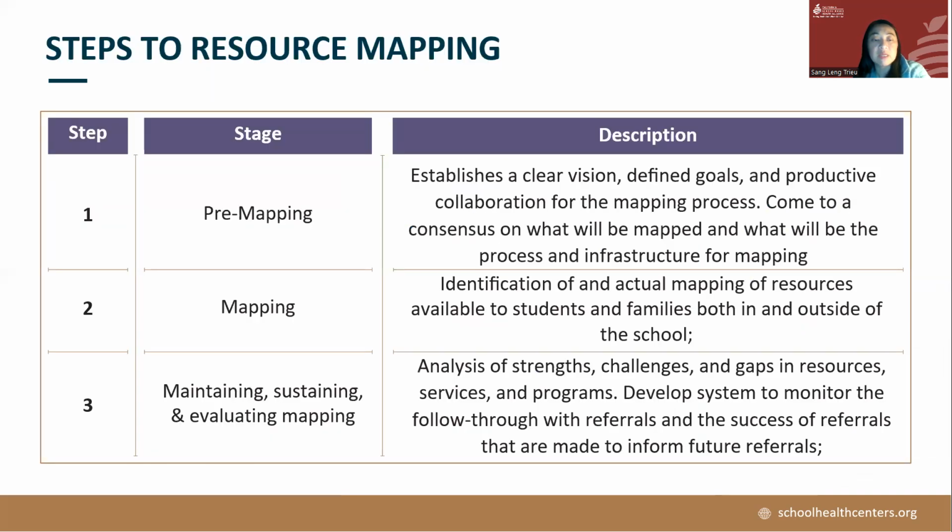Steps of resource mapping. Here is how resource mapping is done in stages. There's the pre-mapping stage, which is where you put together a clear vision and your goals on what you want to get out of the mapping process, and what the infrastructure and the process look like. Step 2 is the actual mapping itself. Here you identify what resources are available to students and their families, both inside and outside of school. And the third stage is looking at how to maintain, sustain, and evaluate the mapping.